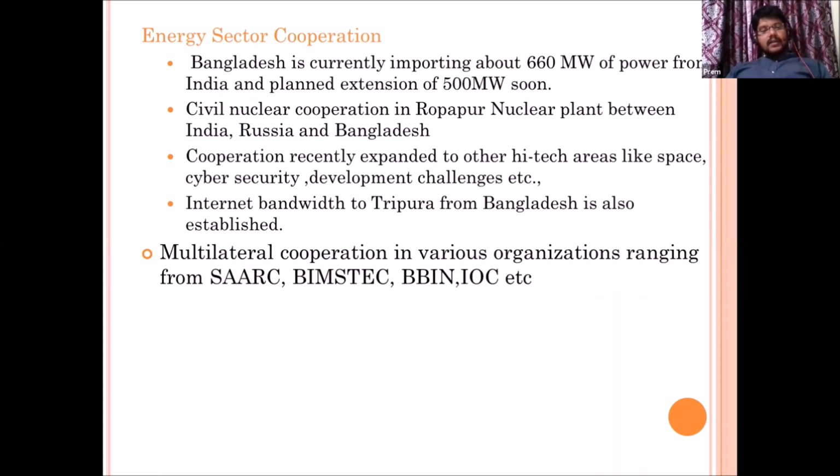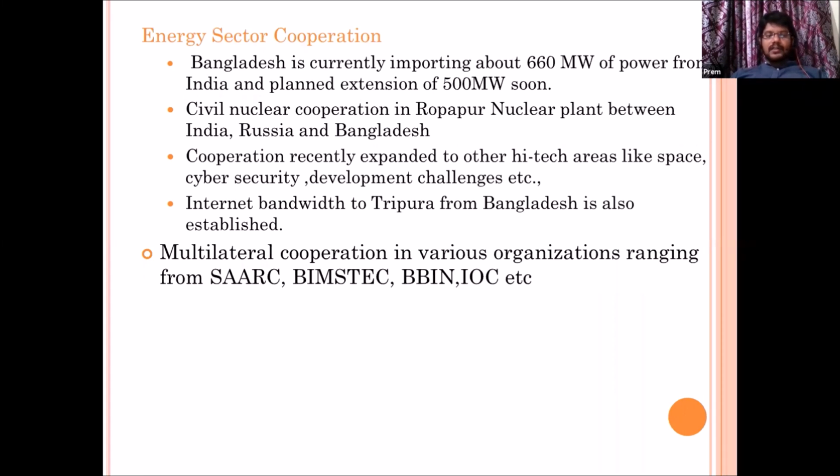And then finally, the political cooperation in various multilateral organizations. What are the multilateral organizations? Regionally, they are SARC, South Asian Association for Regional Cooperation, BIMSTEC, BBIN, which we just now discussed, and then finally IORA. IORA stands for Indian Ocean Rim Association.